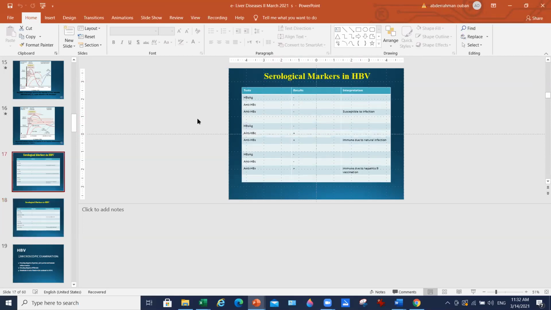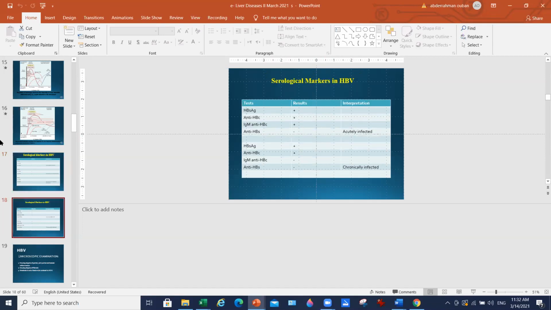You are simply going to go back to this right here. So a core antibody is going to be positive, that's the IgG. Surface antibody will be positive and surface antigen will be negative. So that's immune due to natural infection, okay?